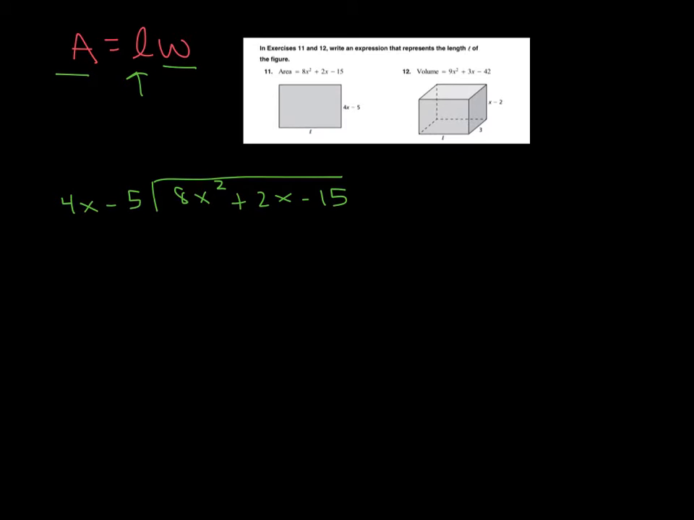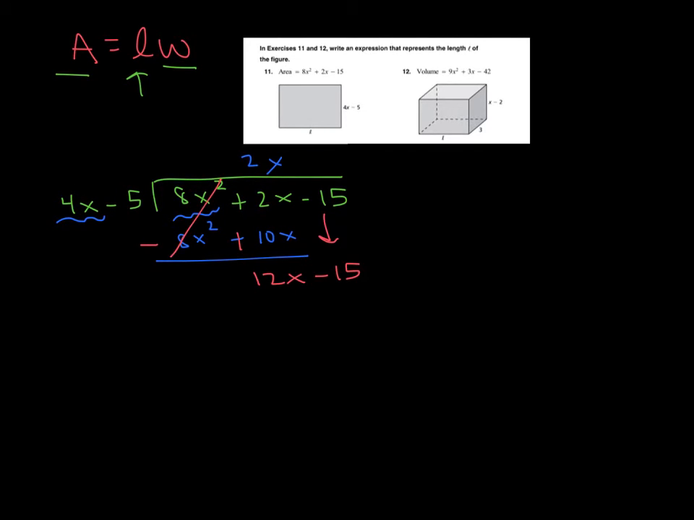So from here, we're going to do our long division. We're asking ourselves, 8x squared divided by 4x is what? It makes 2x. Then I multiply 2x times negative 5, and I get negative 10x. And then I'm going to multiply 2x times 4x, and I get 8x squared. Then I distribute the negative. That makes my first terms cancel, and then 2x plus 10x is 12x, and I'm going to bring down my negative 15. Then I ask myself, does 4x go into 12x?